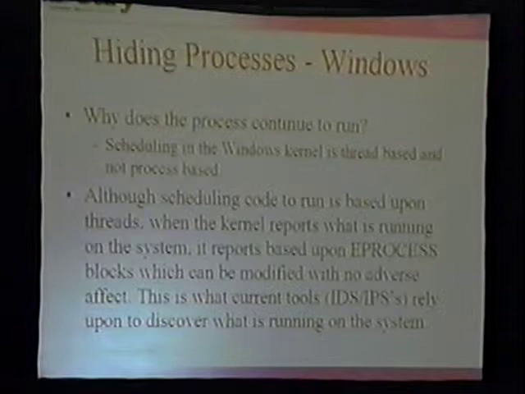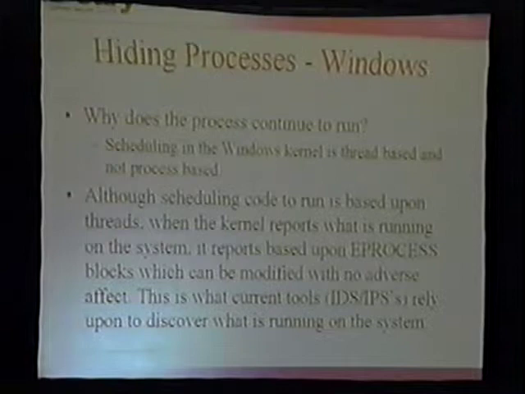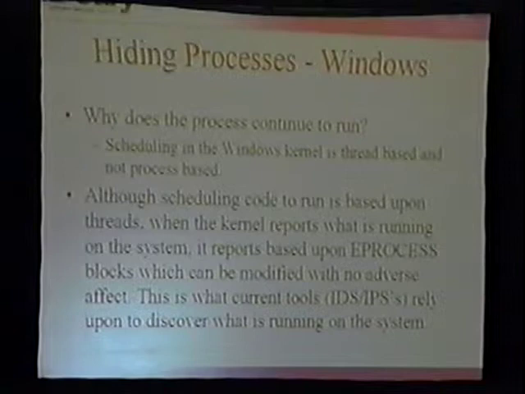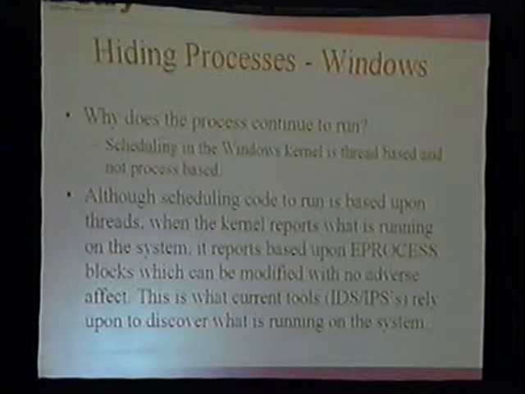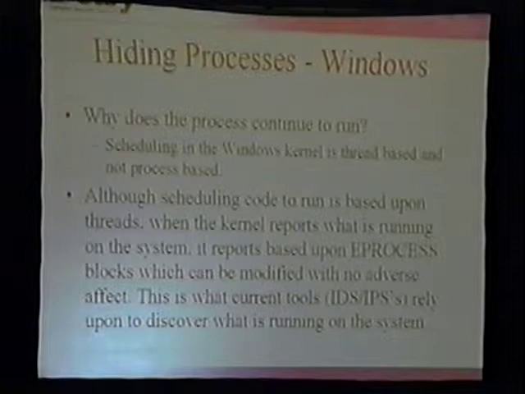At first when I did this, I thought the process should freeze, but it continued to run, and that was somewhat of a mystery. It turns out that Windows scheduling is very advanced, and it's done on a thread basis. So even though the operating system reports on a process basis, it schedules on a thread basis. There's a bit of a mismatch there. They should always report on how they schedule. That way this trick wouldn't work.